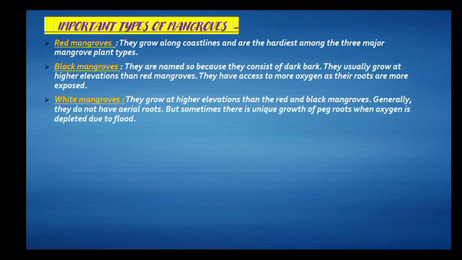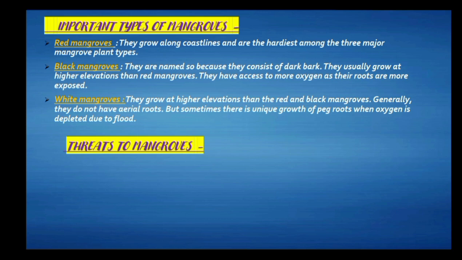The second one is black mangroves. They are named so because they have dark bark. They usually grow at a higher elevation than red mangroves. They have access to more oxygen as their roots are more exposed. Now the third one is white mangrove. They grow at a higher elevation than the red and the black mangroves. Generally, they do not have aerial roots, but sometimes there is a unique growth of tag roots when oxygen is depleting due to flood.